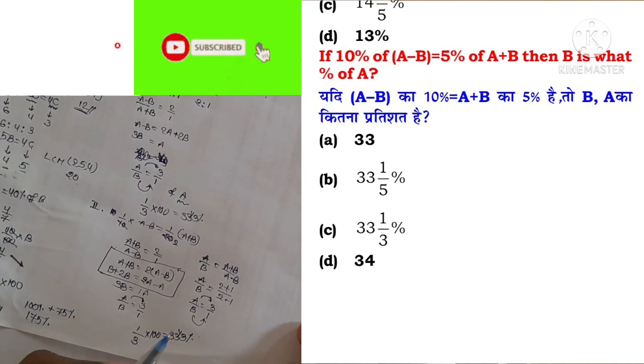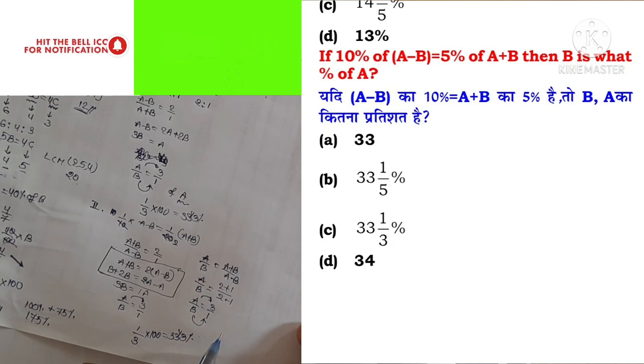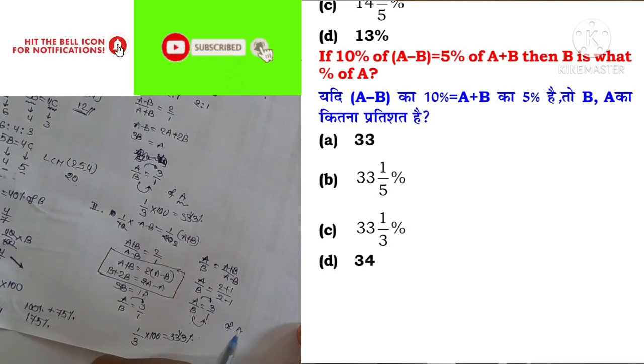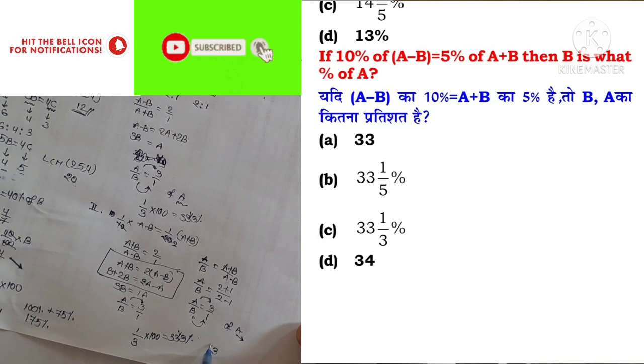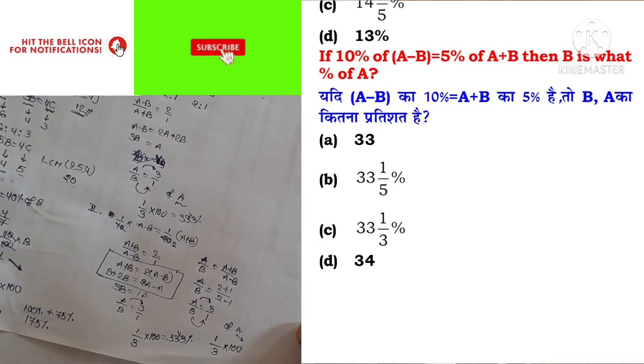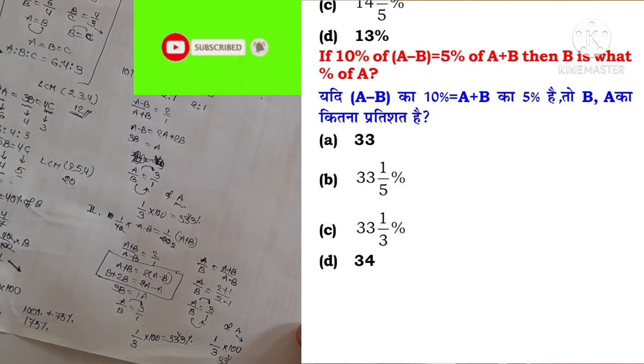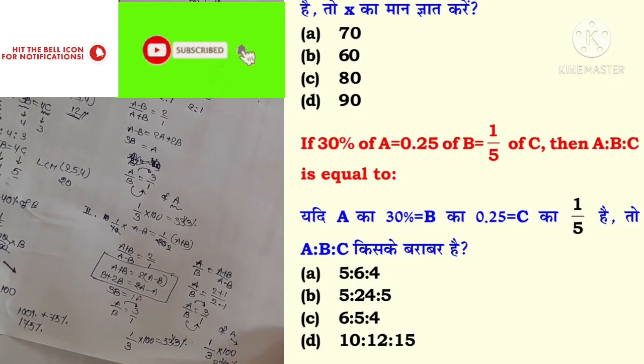So now we have to calculate the percentage. So b is what percentage of a? So we are comparing with a. So 3 should be in the denominator, 1 should be in the numerator. 1 by 3 into 100. So the value is 33 1 by 3 percentage.